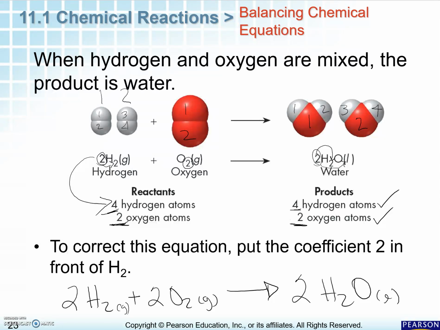So everything is equal. We have the same number of hydrogen and oxygen atoms on the reactant side as we do on the product side.